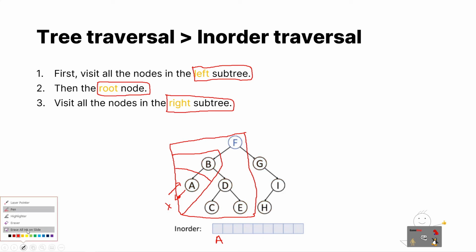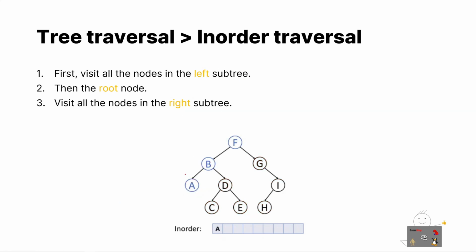So now we visited A, and we go back and visit the root node of this subtree, where B is the root. So we have A, and now we have B. Now we visited B, a root node, and B has a right subtree. So we go on to visit the right subtree of B. And D has a left subtree. We visit the left subtree, then the root, and then the right subtree of B.